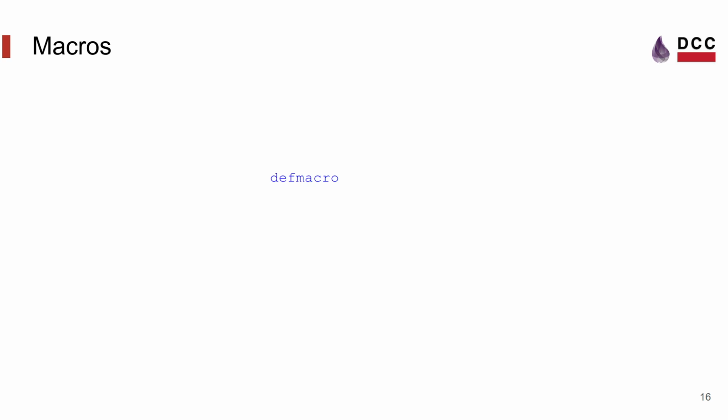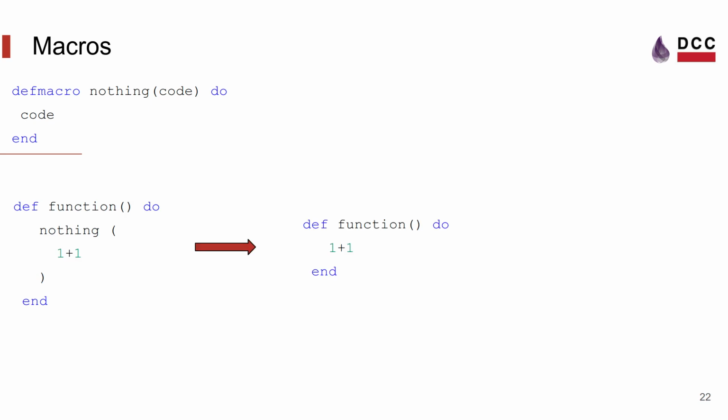Creating a macro is rather simple. We use the construct def macro, followed by the name of the macro. In this case, I'm naming it nothing. We receive the code as a parameter, and then we can return a new code. This macro here is returning the exact same code that it's receiving, so it's doing nothing special. And if you were to apply it inside a function, we would just return the same code that's inside it.